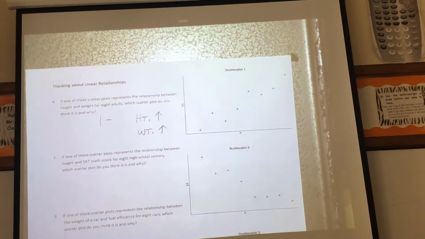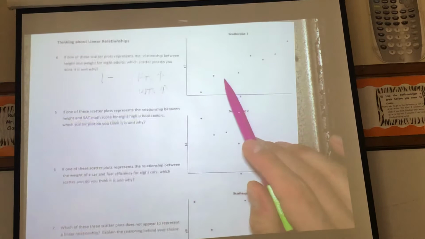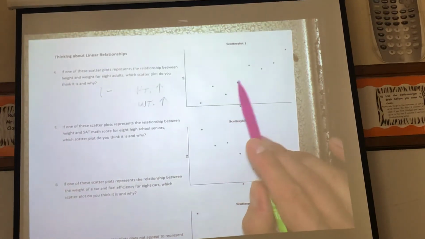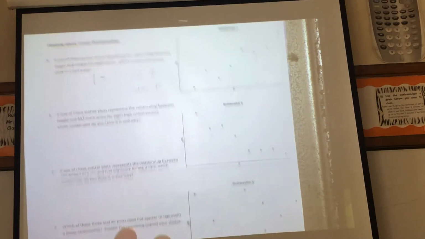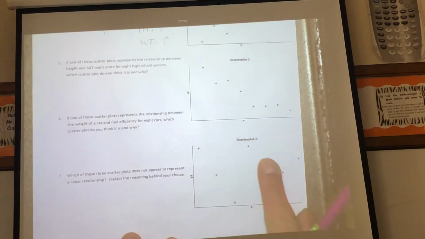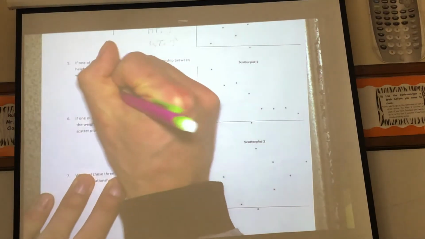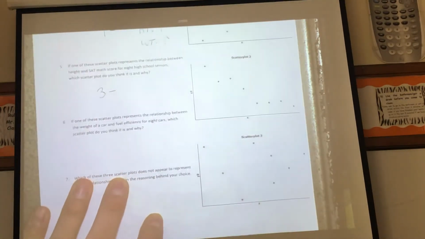Number 5, if one of the scatter plots represents a relationship between height and SAT math score for 8 high school seniors, which scatter plot do you think it is and why? So once again, relationship between height and SAT math score. I don't think height has anything to do with SAT scores, so it's not going to be increasing. This one looks like it's decreasing. I don't think that has anything to do with it. I would say scatter plot 3, and that's because the data points have no pattern, and they're scattered.